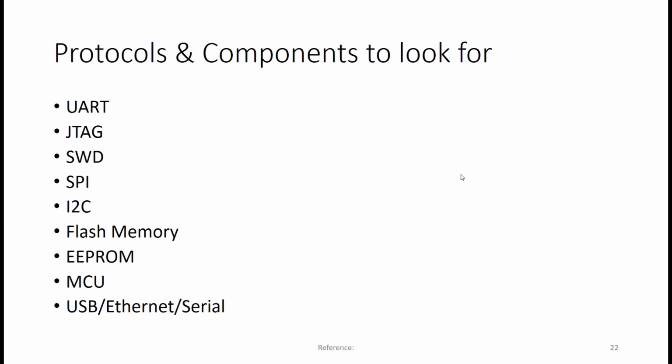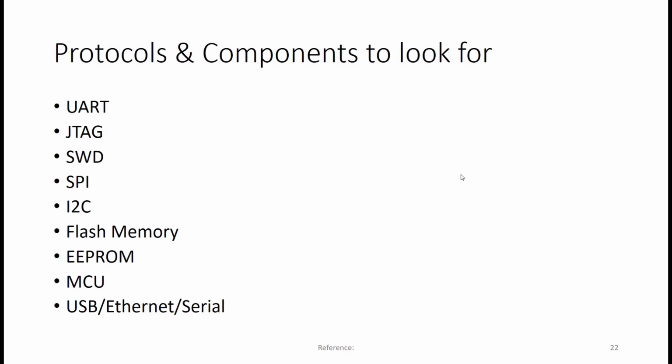So here is a list of components and protocols which you need to observe when you open the device. The most common hardware protocols you can analyze on an embedded board are UART, JTAG, SWD, SPI, or I2C. We will be talking about a few of them in the next slides, on how to interact with these protocols and how to get data out of them.